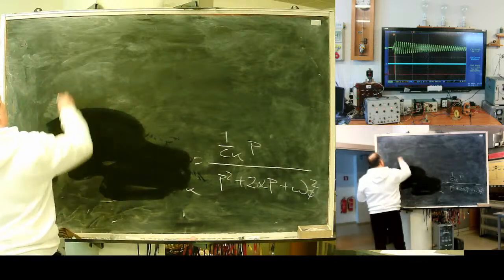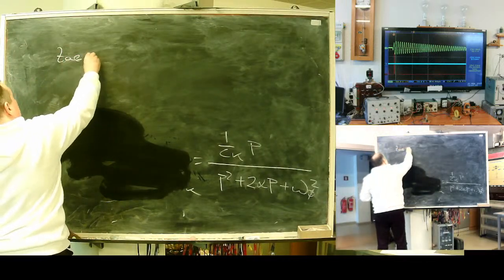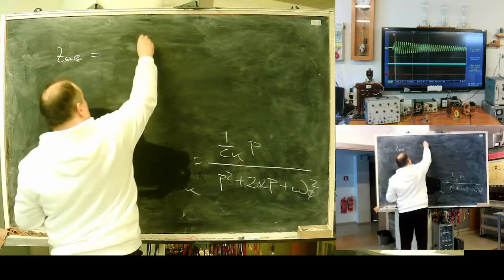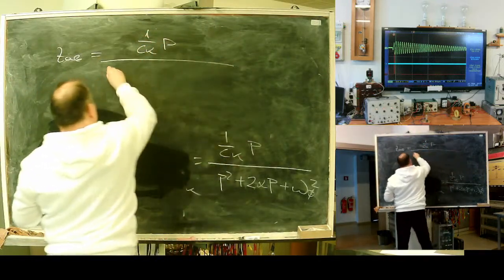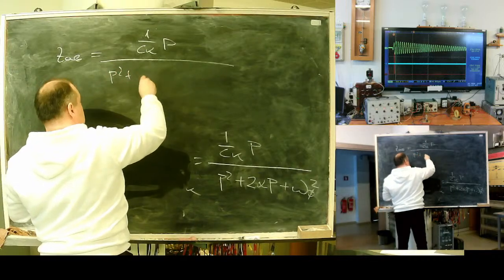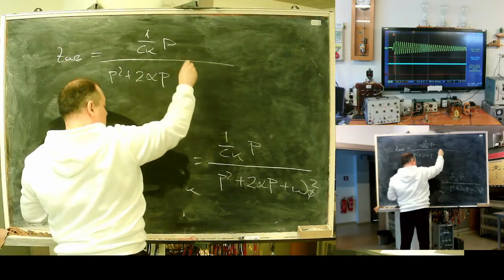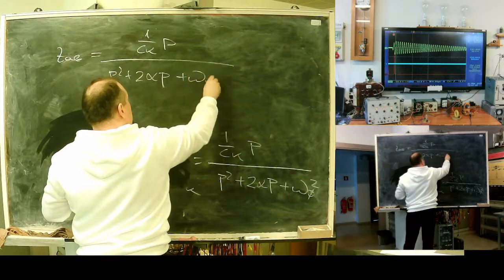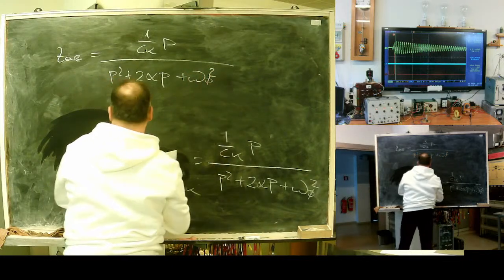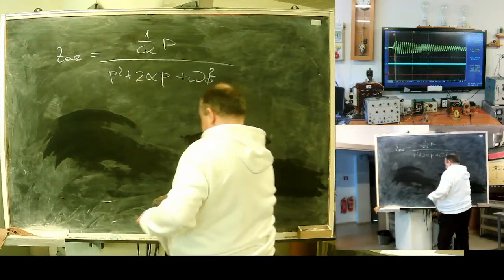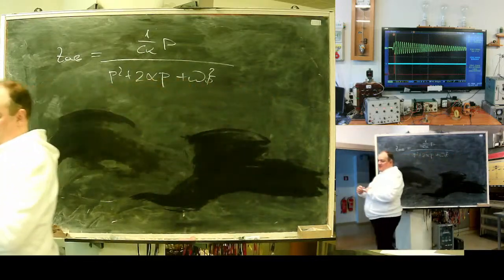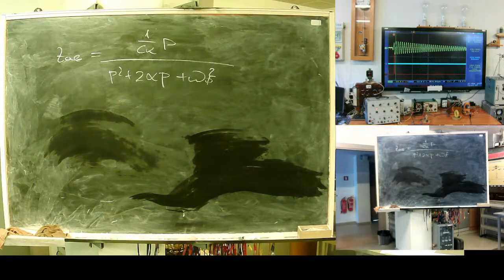Again, AB can be written as 1 divided by C k p, p square plus double alpha p plus omega 0 square. Now, the transfer function. This is the frequency dependent part.